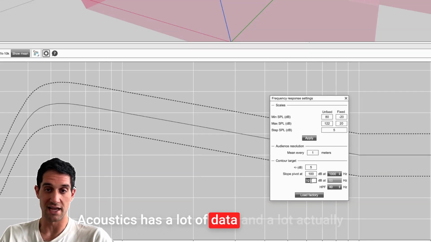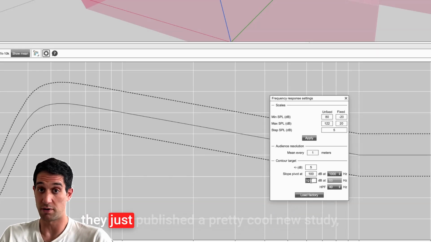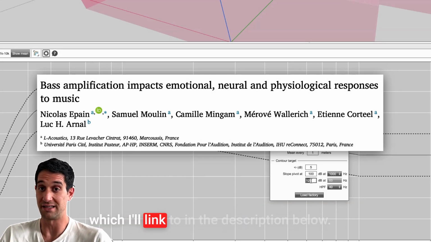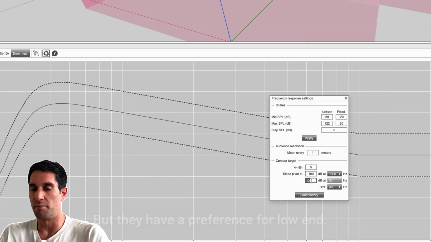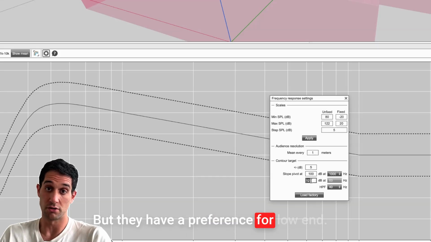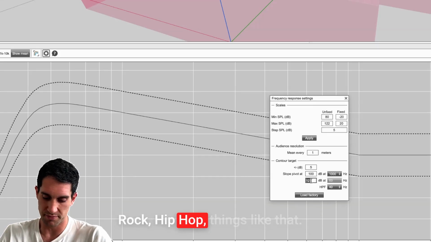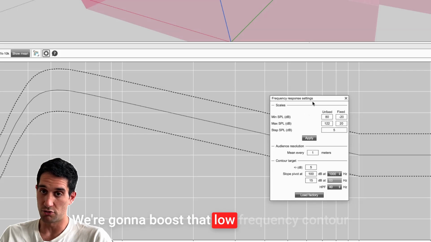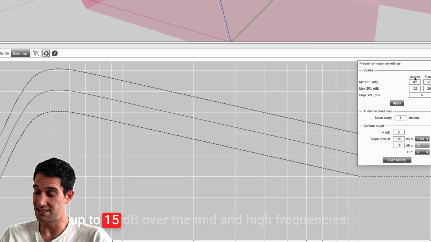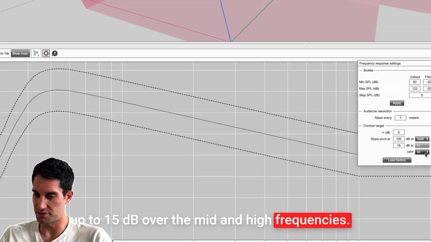L-Acoustics has a lot of data and actually they just published a pretty cool new study, which I'll link to in the description below, but they have a preference for low end. This carries quite well into EDM, rock, hip hop, things like that. We're going to boost that low frequency contour up to 15 dB over the mid and high frequencies.